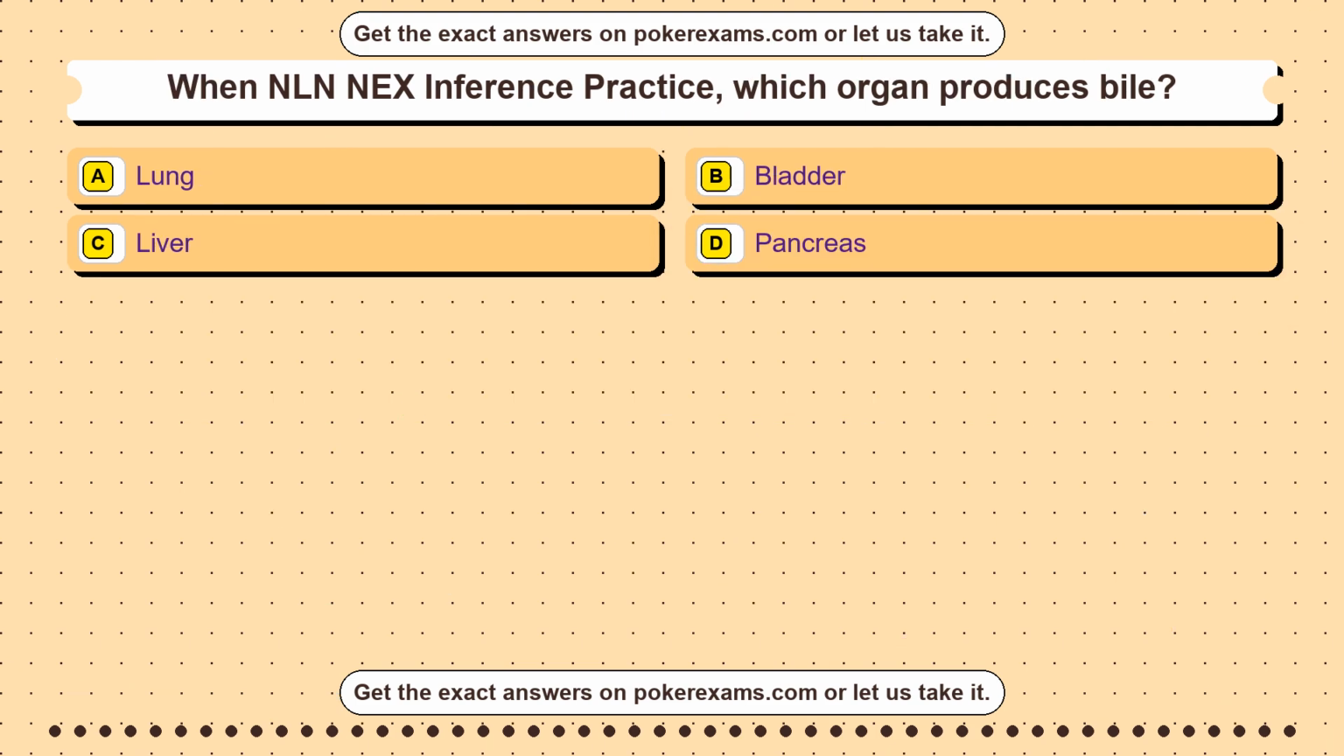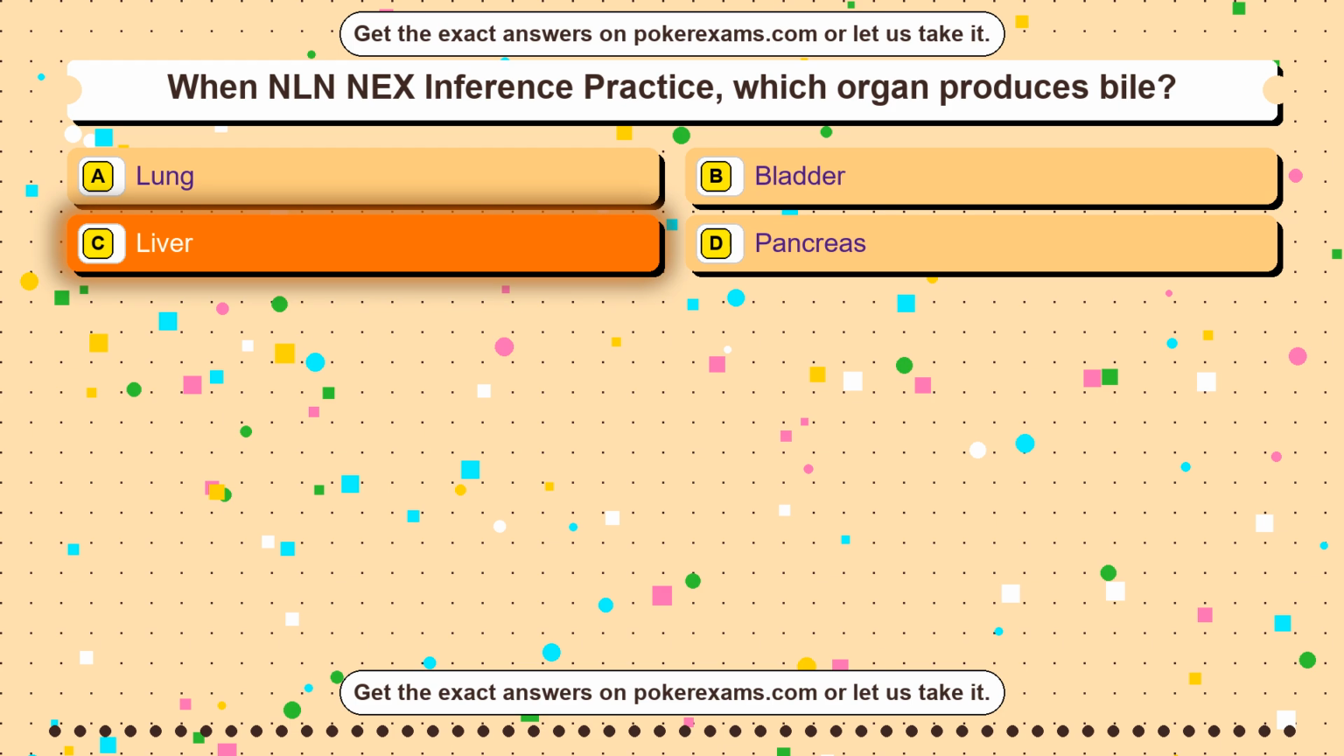Question 19. When GED graphs and data practice, which operation undoes multiplication by 5? Option A, subtract 5. Option B, multiply by 10. Option C, divide by 5. Option D, add 5. The correct answer is option C.